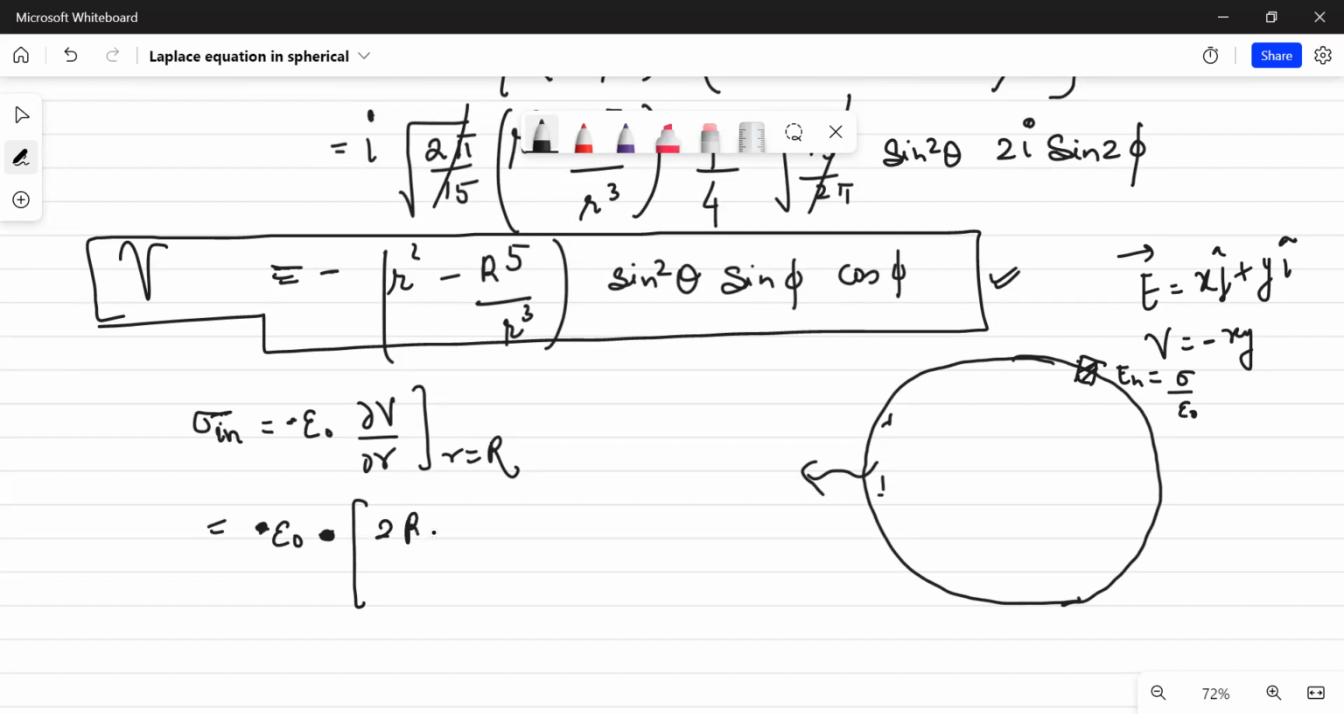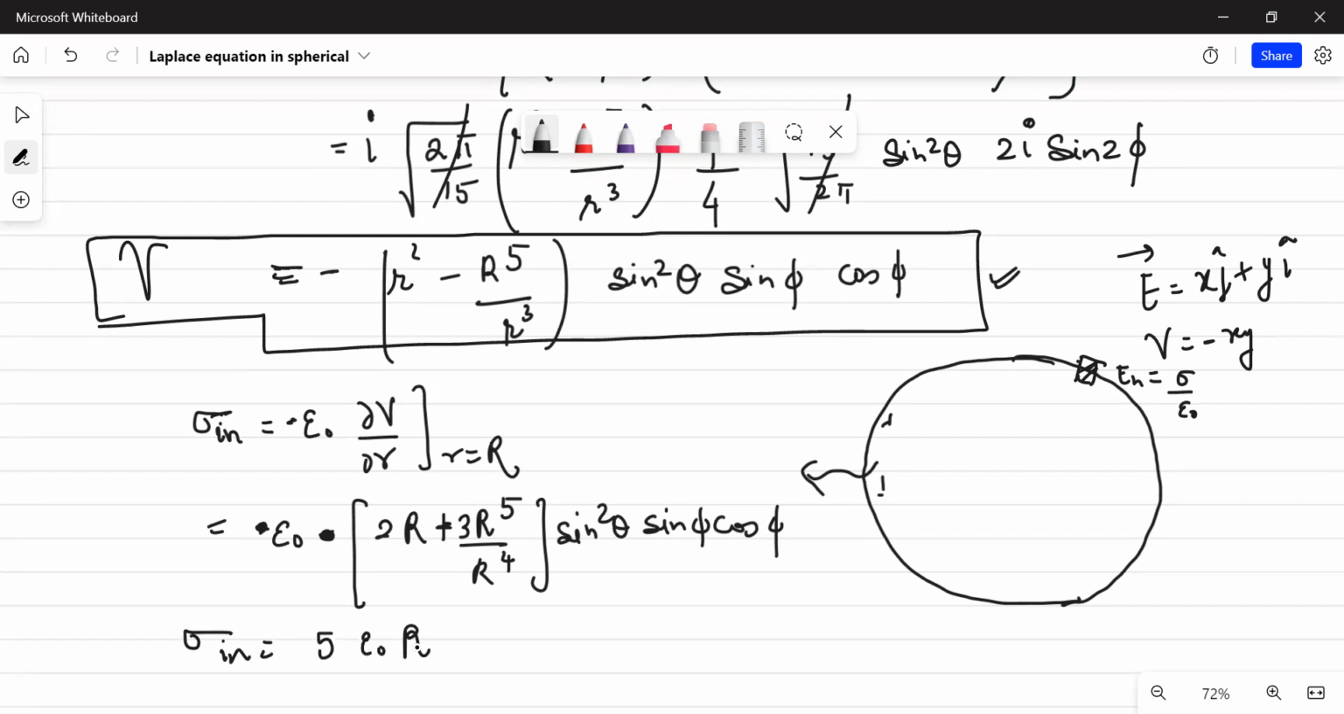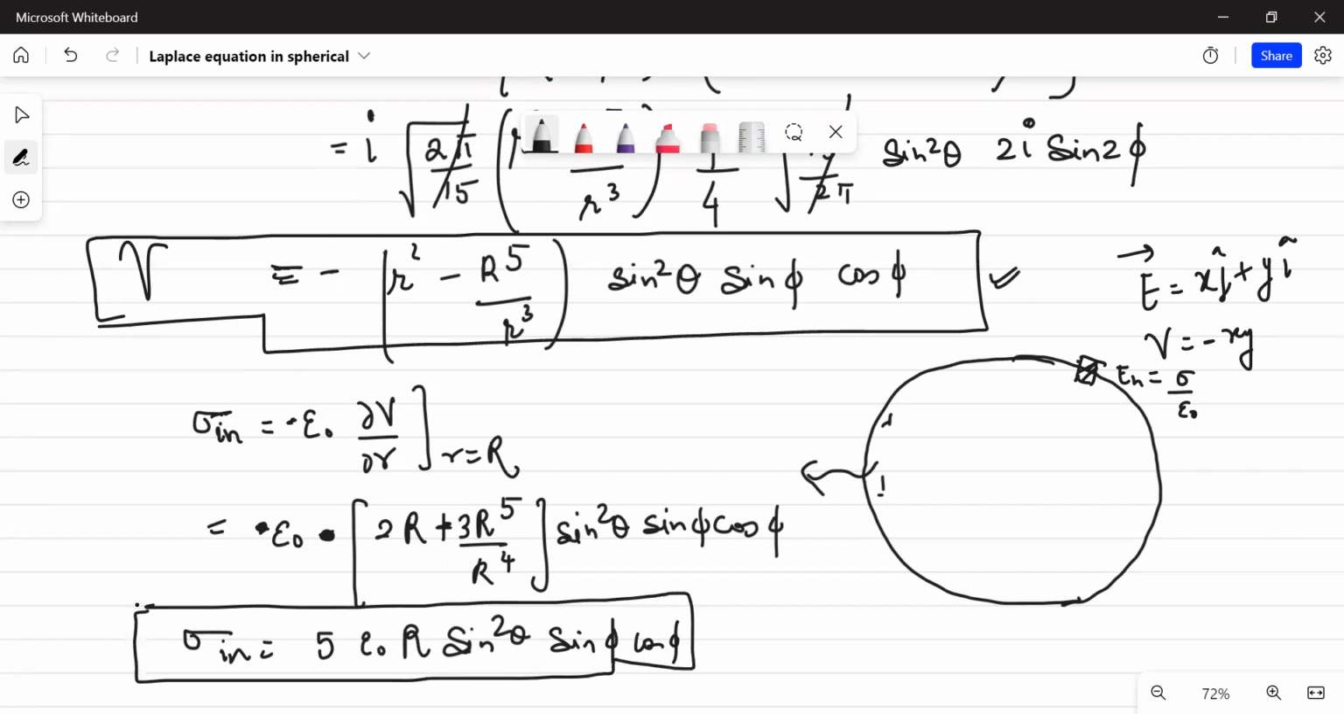Del V upon del R would be 2R minus R to the power 5. This will be, I think, plus 3 upon R to the power 4. And then there would be sine square theta. There would be sine phi, and then there would be cos phi. So I hope this will be the induced distribution of charge. This will be, I think, 5 epsilon naught R sine square theta sine phi cos phi. So now your induced distribution will depend upon theta and phi as well. So I hope this is clear to you.